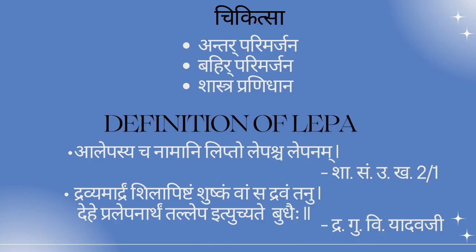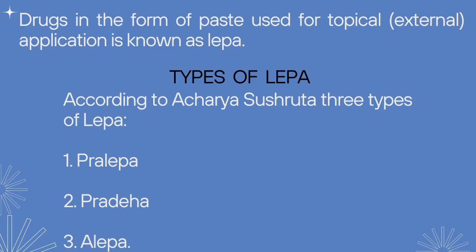Chikitsa, Antarparimarjana, Bahirparimarjana, Shastra Pranidhana. Definition of Lepa according to Sharangadhara Samhita, Uttarakanda and Dravya Guna Vijnana, Yadavji: Drugs in the form of paste used for external application is known as Lepa.